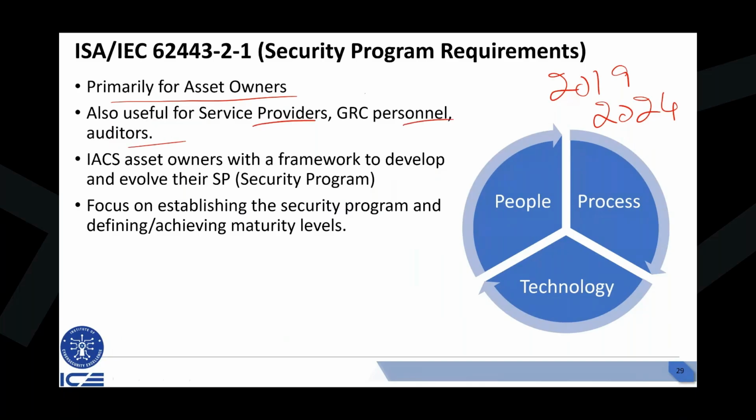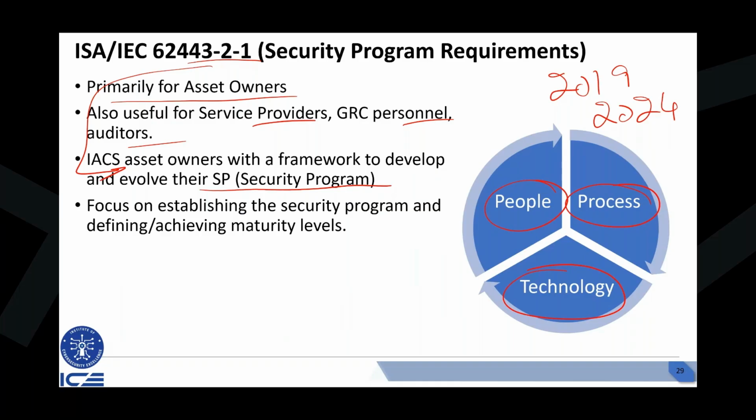What it does is this standard provides the asset owners with a framework to develop and evolve their security program. All right. It focuses on establishing the security program itself and then defining and achieving different maturity levels of the security program. And obviously, you can see on the right that it not only talks about the technology part of it, that thou shall have the antivirus software. I'm just saying it. It doesn't state it like that. But people think that the standards talk about, hey, you will install the antivirus and you will install the firewall and all those things. But that's not what the standard is about.